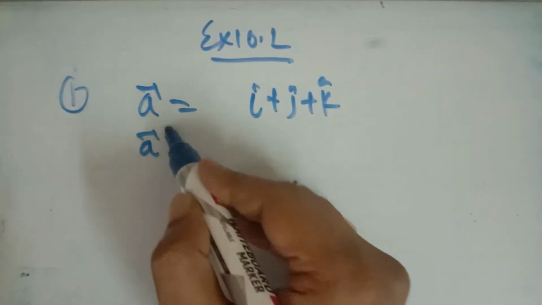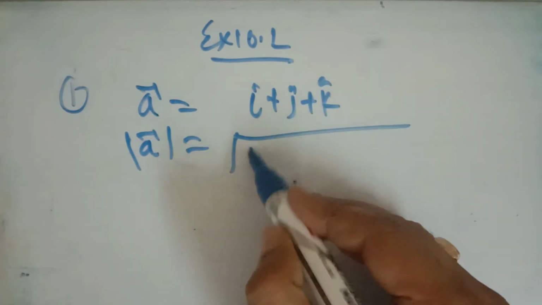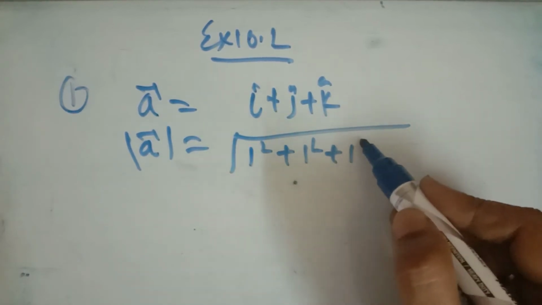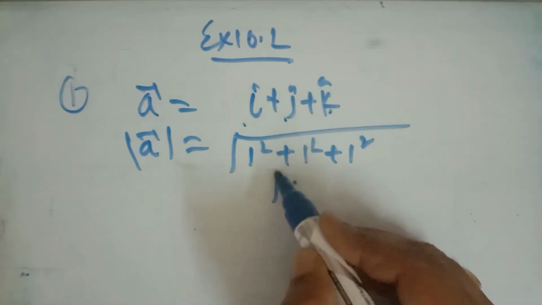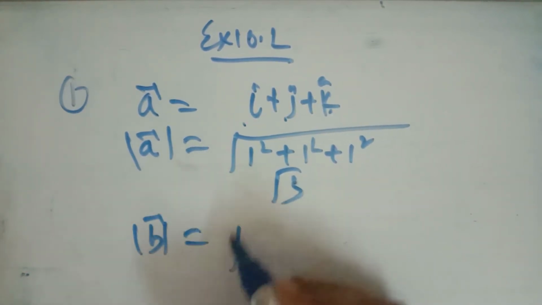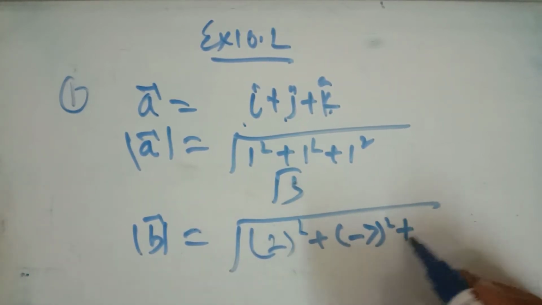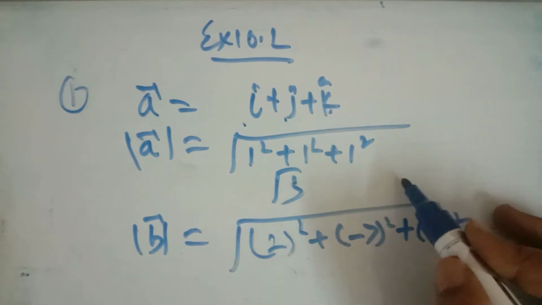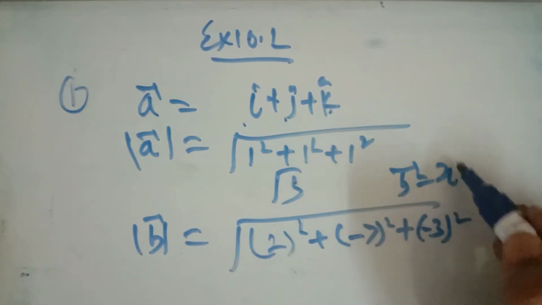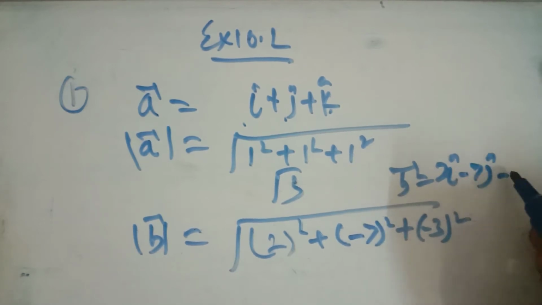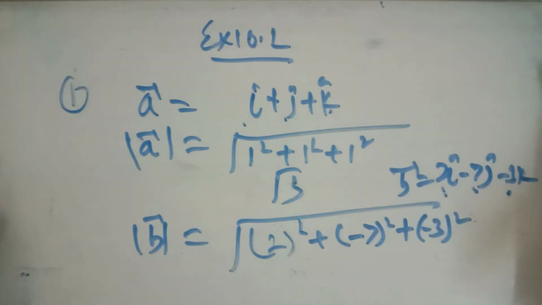We know that the magnitude of the vector is under root x square plus y square plus z square. So we have x as 1, y as 1, z as 1. So root 3. Let us take another. Under root a square plus b square plus c square. Vector b is given as 2i minus 7j minus 3k. So x square plus y square plus z square: x is 2, y is minus 7, z is minus 3. So like this we can find the magnitude of a vector, which is equal to under root x square plus y square plus z square.